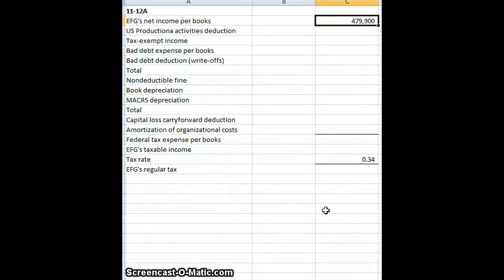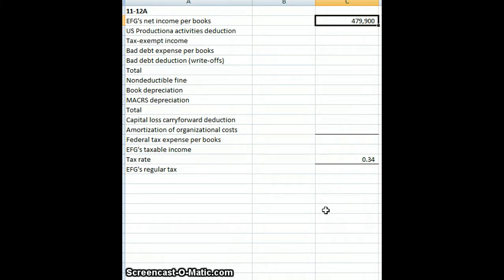Okay, we're looking at Chapter 11, Application Problem 12, and we're going to go into some of the differences between GAAP book income and taxable income. So on Problem 12 there on page 329, we have EFG, a calendar year accrual basis corporation, reported $479,900 of net income after tax on its 2010 statements prepared in accordance with GAAP.